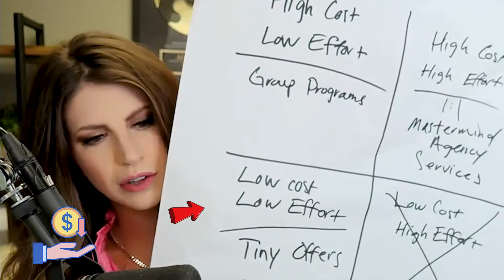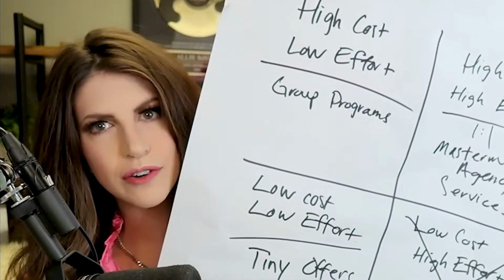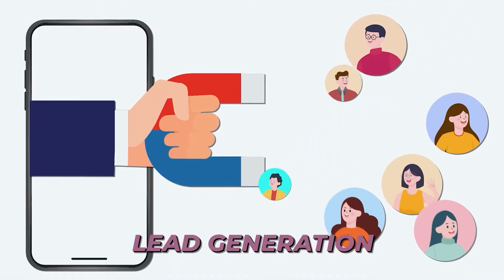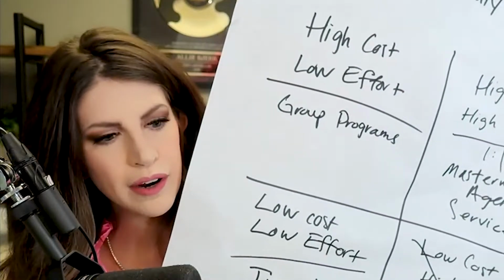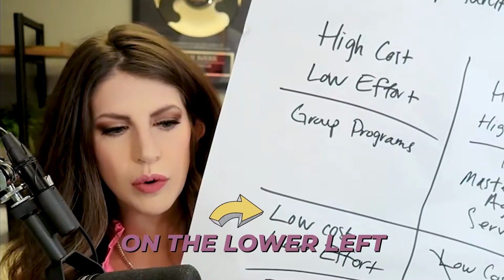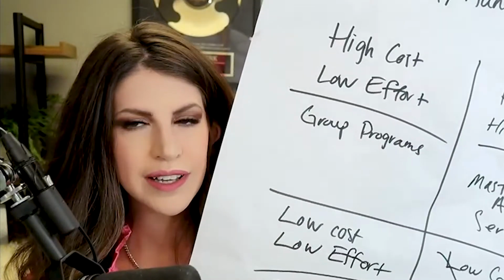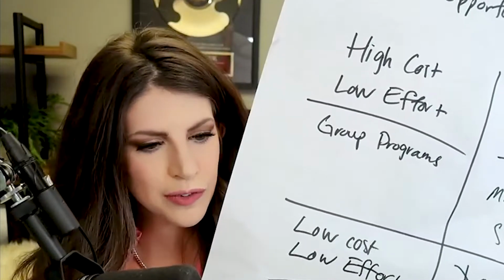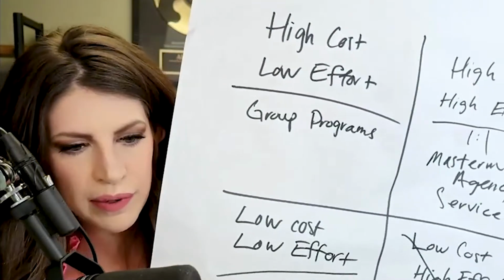So we've got low cost, low effort. These are your tiny offers, right? Like the things that we use for lead generation to get the right people, the right buyers on our email list. These are low cost, low effort on the lower left. So anything that you can sell digitally, doesn't take a ton of fulfillment. That's what goes in this low cost, low effort piece of the quadrant.